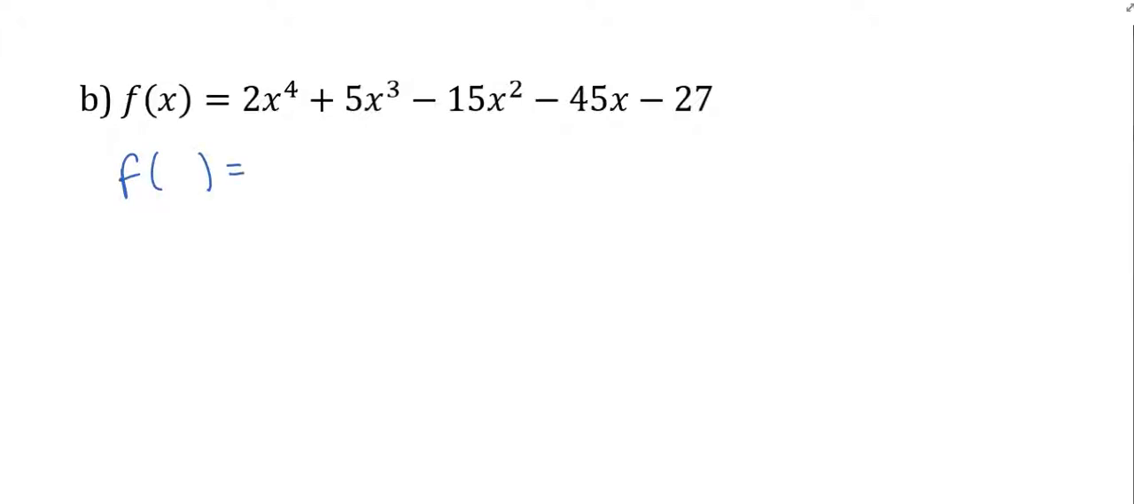I can tell right away 1's not going to work, because those are 3 big negative numbers and those are 2 small positive numbers. That's not 0. Negative 1 works? Anybody else? Yeah? Because negative 1 would be 2 minus 5 minus 15 plus 45 minus 27. 0. Therefore, x plus 1 is a factor.